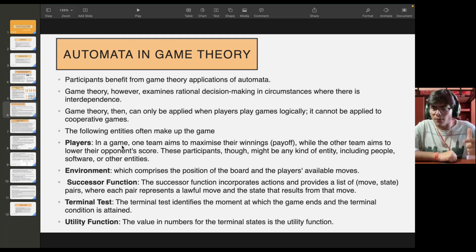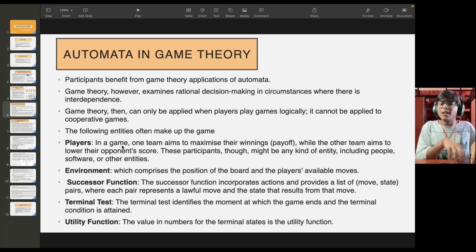Okay. Next, successor function. What does the successor function do? The successor function incorporates the actions and provides a list of move and state pairs, where each pair represents a lawful move and the state that results from that move. Terminal test. The terminal test identifies the moment at which the game ends and the terminal condition is attached. Utility function. The value in numbers for the terminal states is the utility function, right?